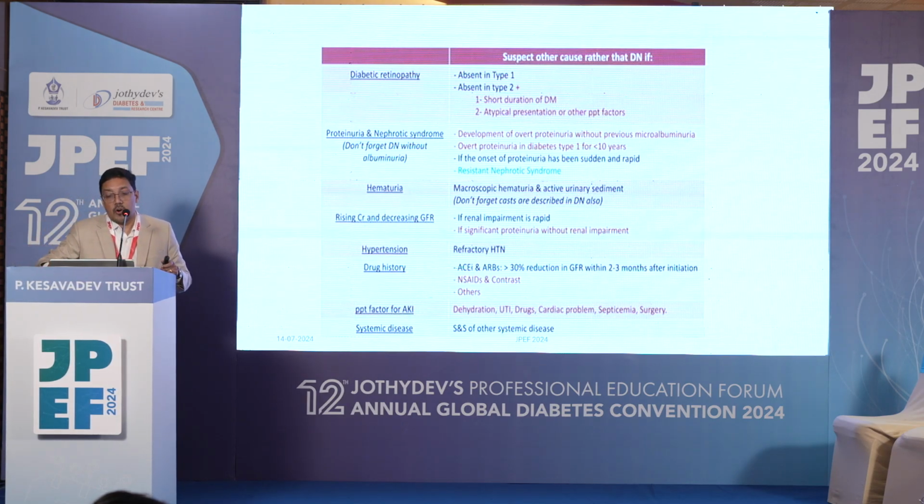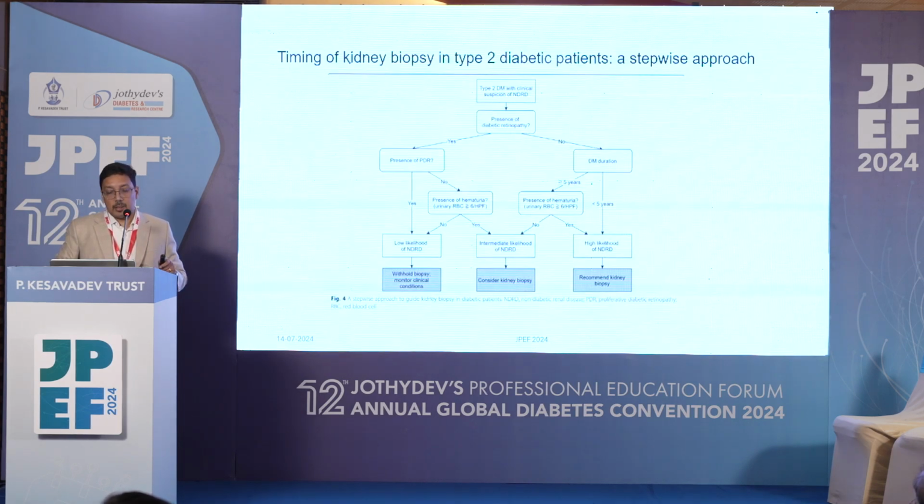So, development of overt proteinuria without previous microalbuminuria, and if it is a rapidly progressing proteinuria or a diagnosis itself you will have a nephrotic range proteinuria. All this will help you to find out NDKD. And macroscopic hematuria and active urinary sediment you have to look for. If renal impairment is very rapid, you look for other causes, and refractory hypertension and the response to ACE inhibitors and ARBs.